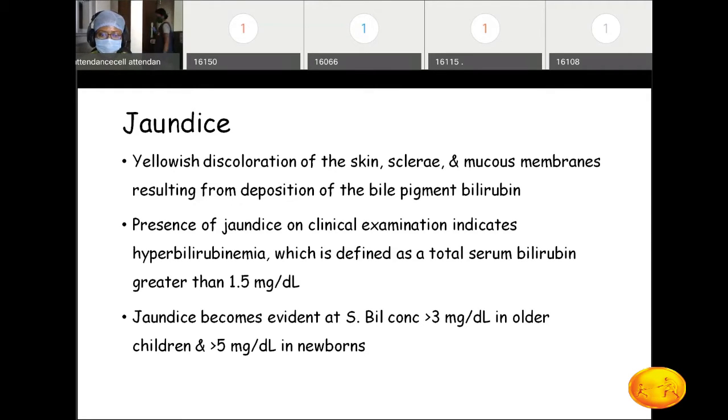Clinically, jaundice or yellowish discoloration becomes evident or visible when the bilirubin is more than 3 in older children, and it requires more than 5 milligram per deciliter in newborns. So mild elevations in bilirubin might not be evident clinically. If you have something like 2 milligram per dL of hyperbilirubinemia, it might not be visible and you might miss it. So if you suspect some liver pathology or hematological pathology, you might as well do a blood test and check whether hyperbilirubinemia is present.